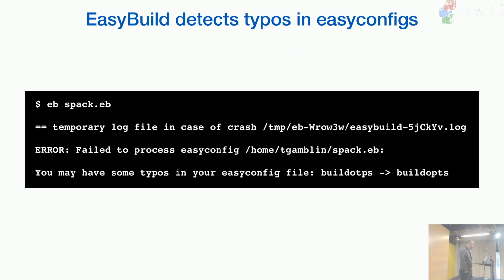Something small, but I like a lot, and I get surprised every time I hit it myself. If you have a small typo in your easyconfig file, the name of an easyconfig parameter is off, you swap 2 letters or you're missing a letter, EasyBuild will tell you that you have a typo, rather than just silently ignoring it and trying to get something to do. I got this from a user, T. Gamblin, who tried to install Spack with EasyBuild, and he had a typo in the easyconfig file.